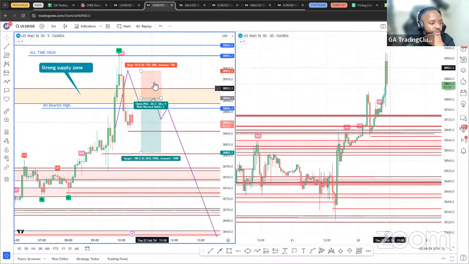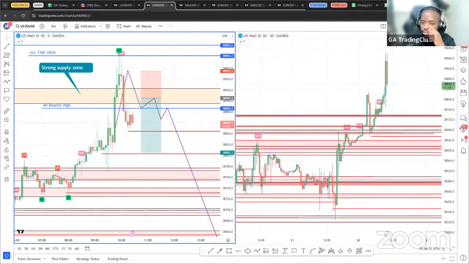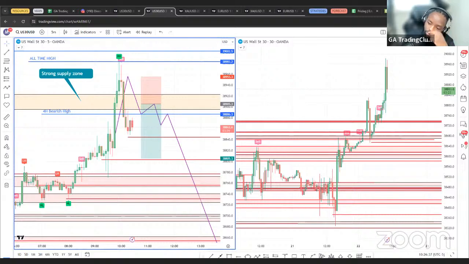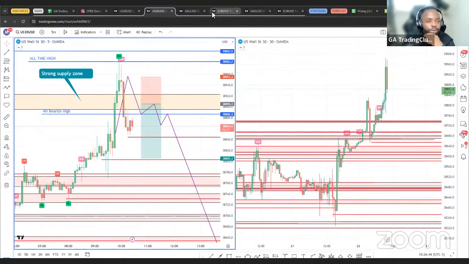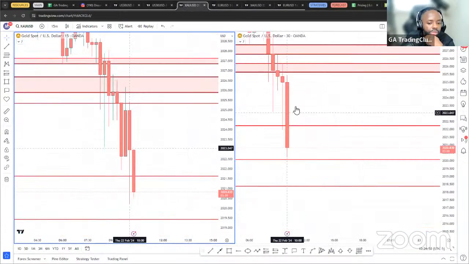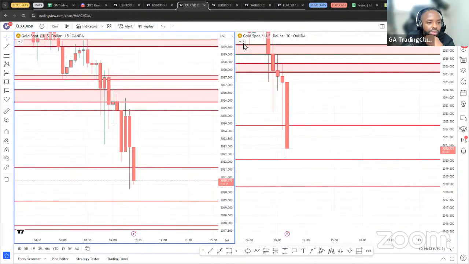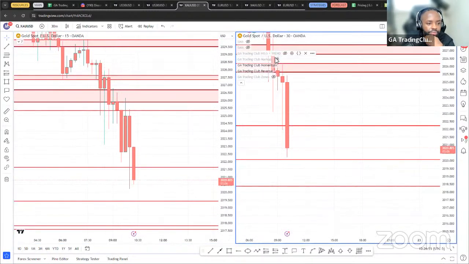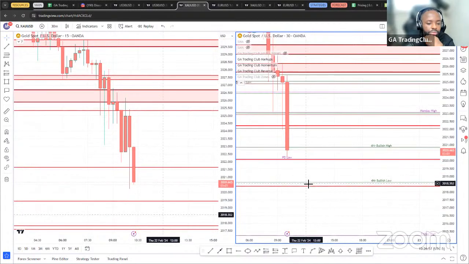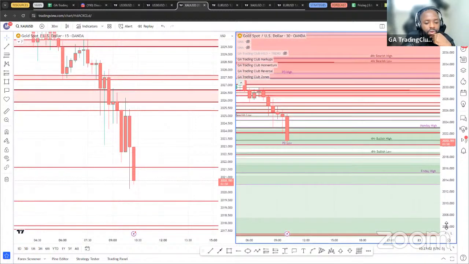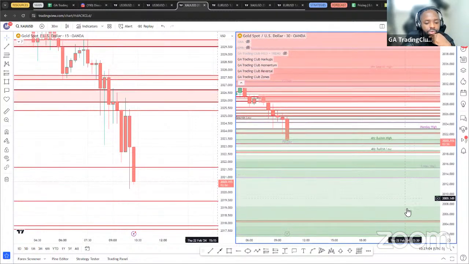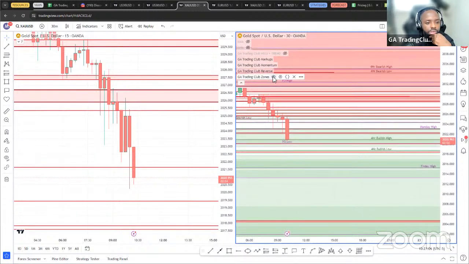We need this leg to play out, and hopefully we get that during the live session. Oh, gold is gone. She is gone. Probably that 2018 area to this 4 hour bullish low. 2018, 2016, 2014. Ish.